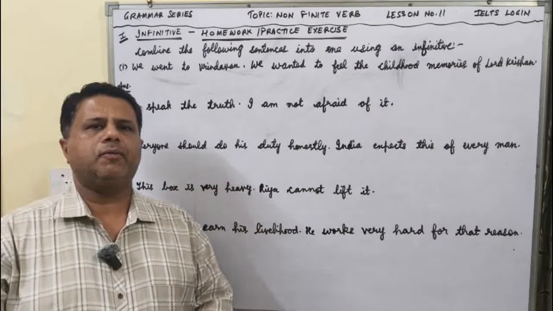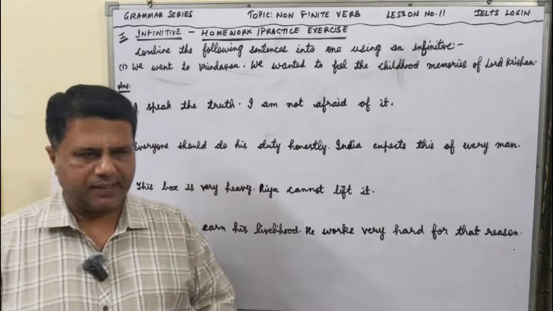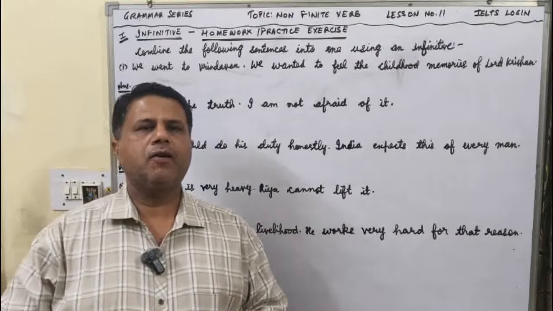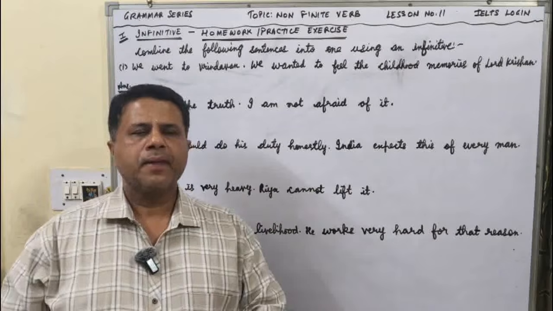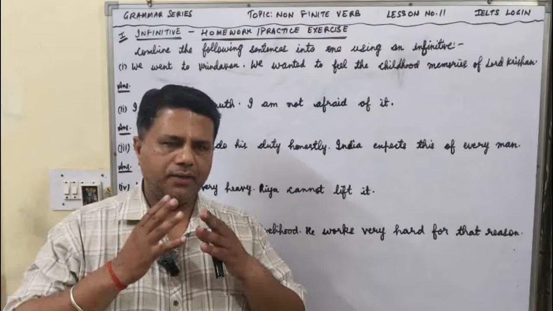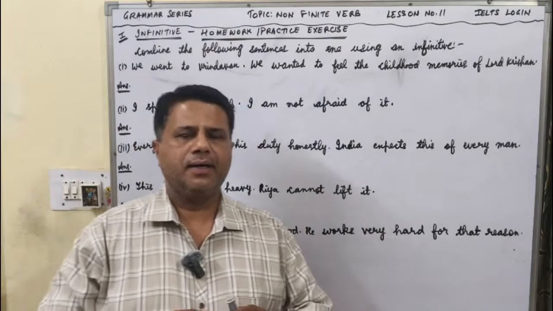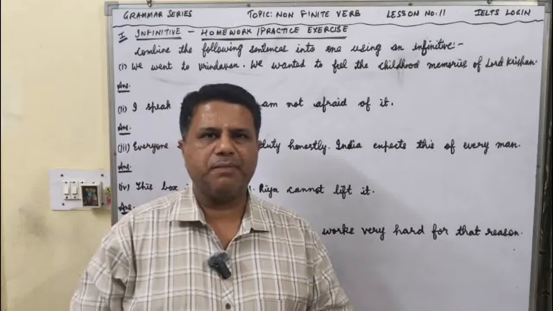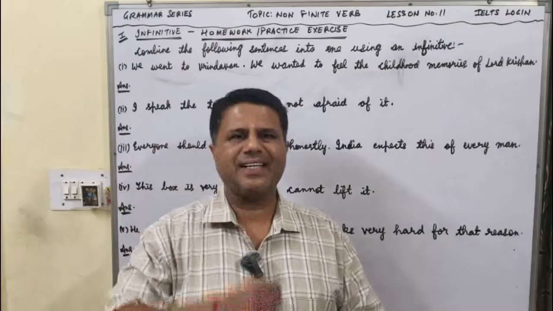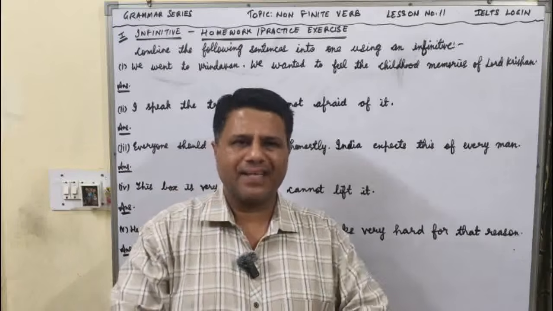Let me remind you of the topic of simple, compound and complex sentences. When we change compound sentences to simple and complex sentences to simple, we use the infinitive there also. We use the infinitive, and then we also use participle and gerund. You can take the help of that topic to understand or solve this exercise.